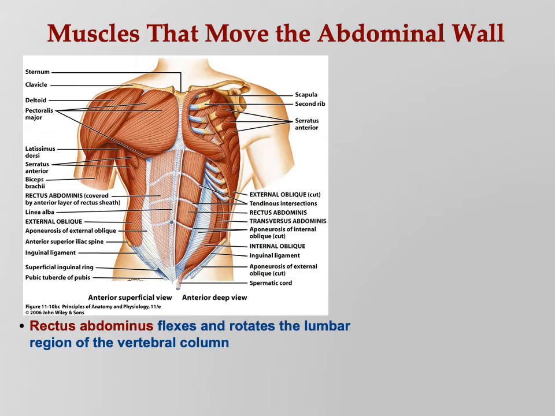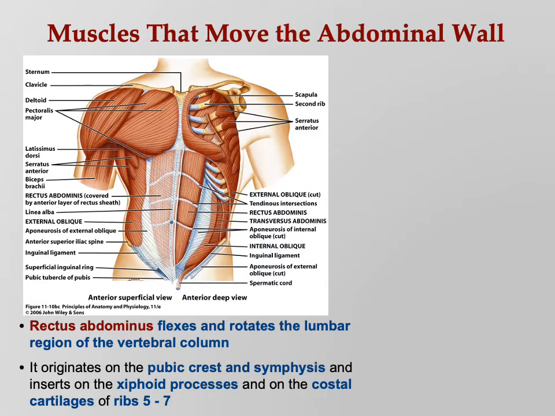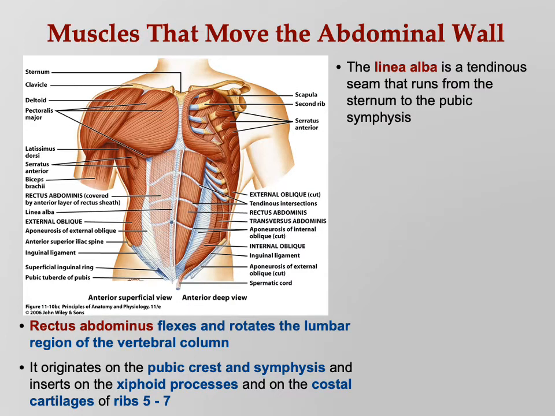Okay, muscles that move the abdominal wall. Rectus abdominis. Remember the words here? Rectus means it follows the midline. Abdominis, it's in your abdomen. It's the muscle in your abdomen that follows the midline. It can't be named any easier than that. Flexes and rotates the lumbar region of the vertebral column, so bends your spine.